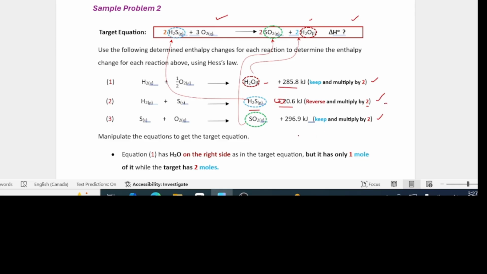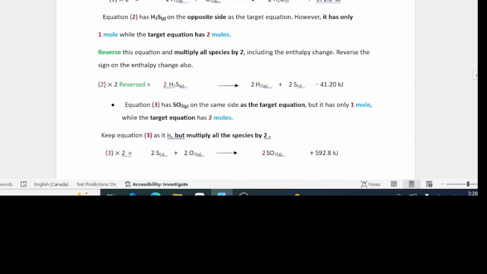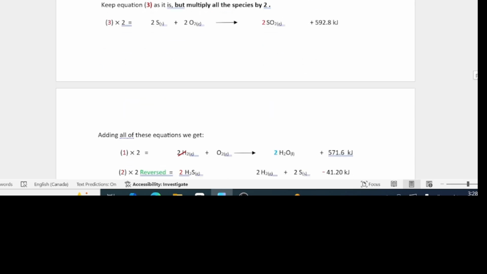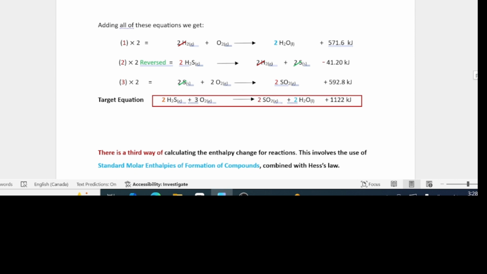Finally, we are having sulfur dioxide on this side, and we have sulfur dioxide on the same side here, but we have 2 moles across here, but only 1 mole here. Again, we'll multiply everything by 2, including this energy term here. No changing of the sign on that. And this is how the equations have been manipulated in such ways that in the end their addition gives the target equation. So I'm going to add all of these together.